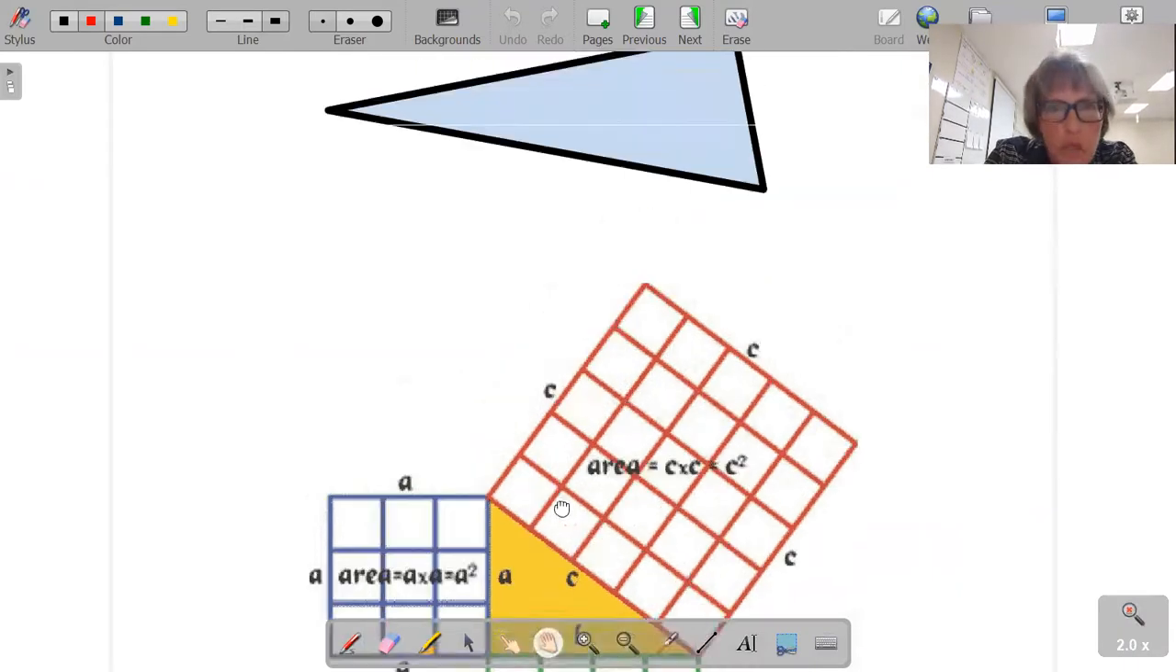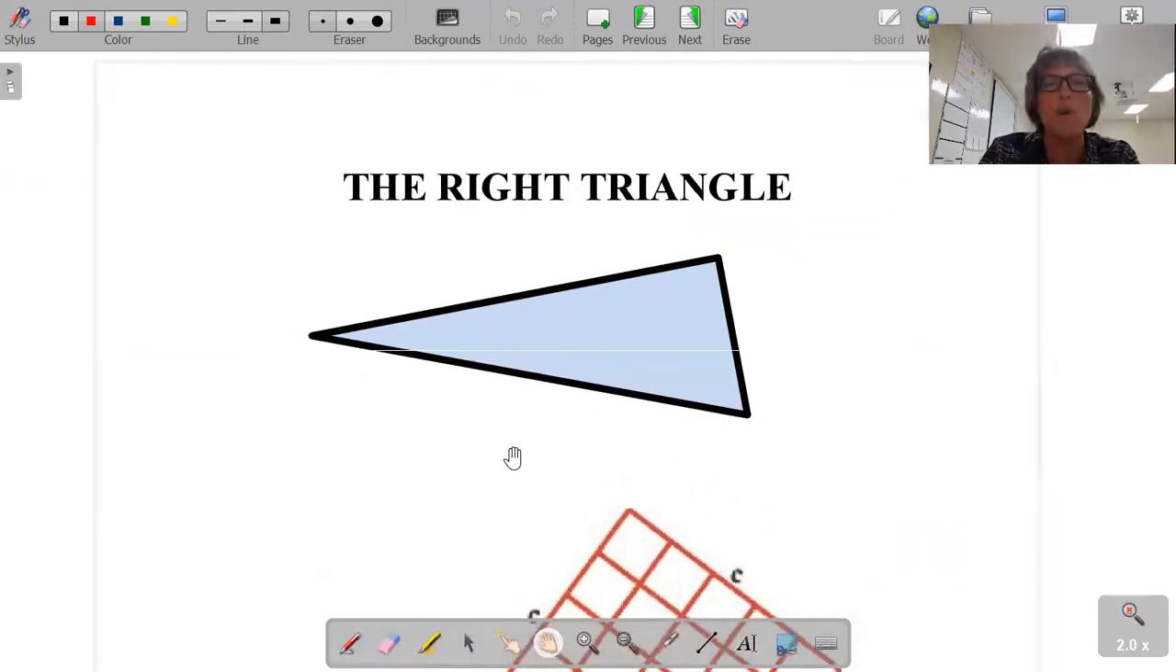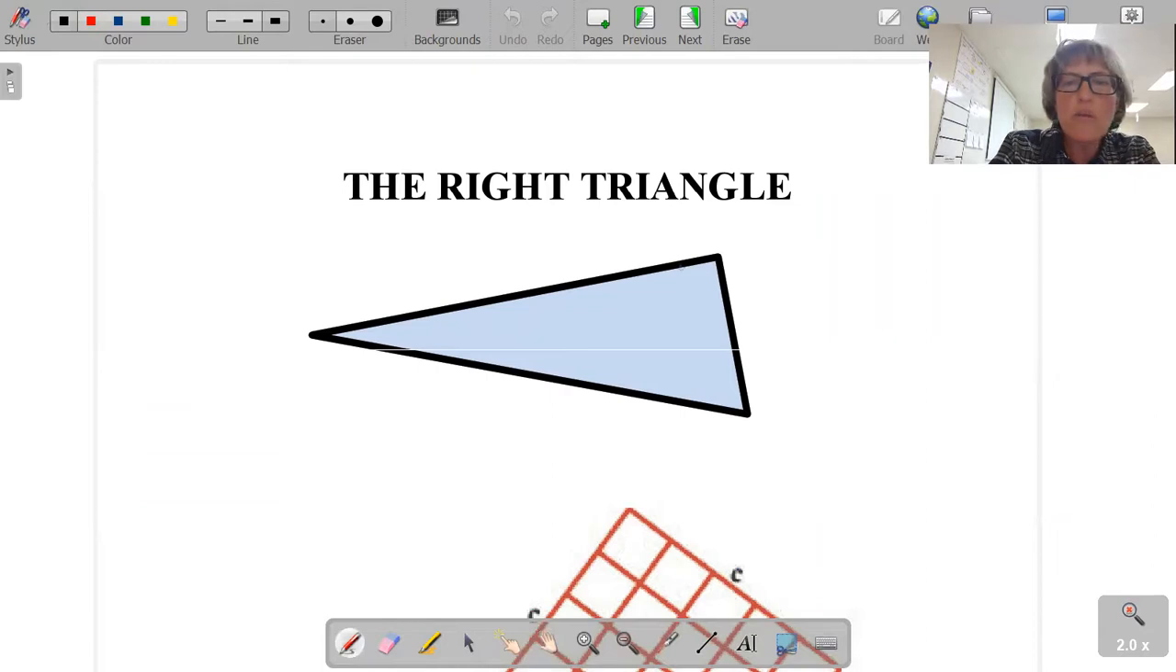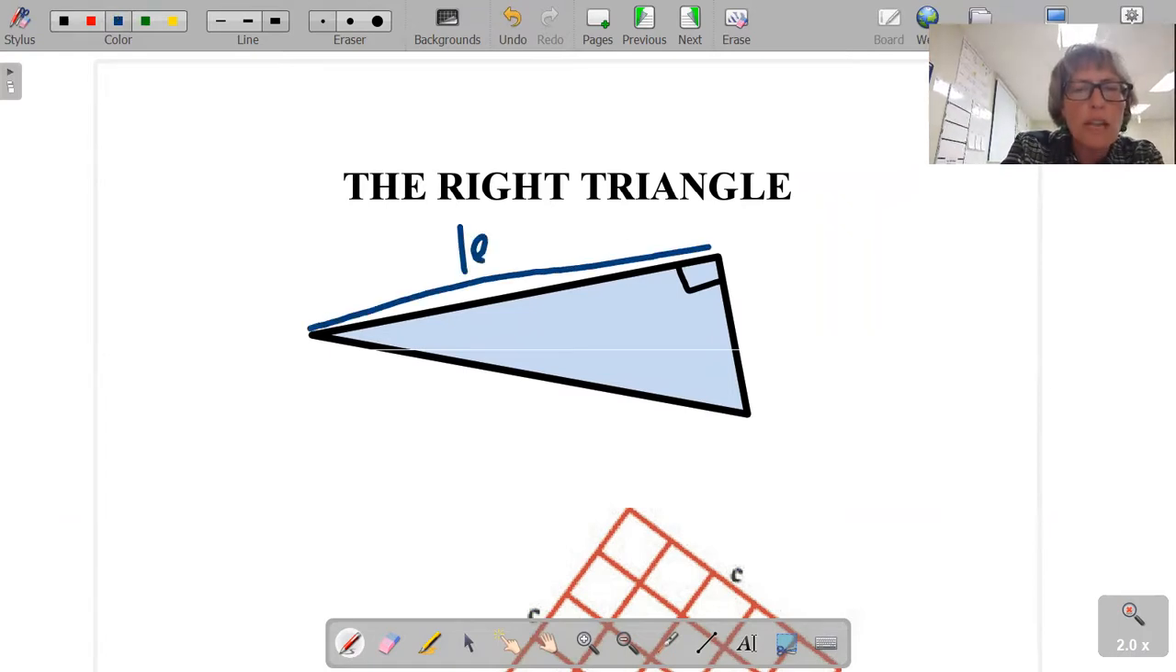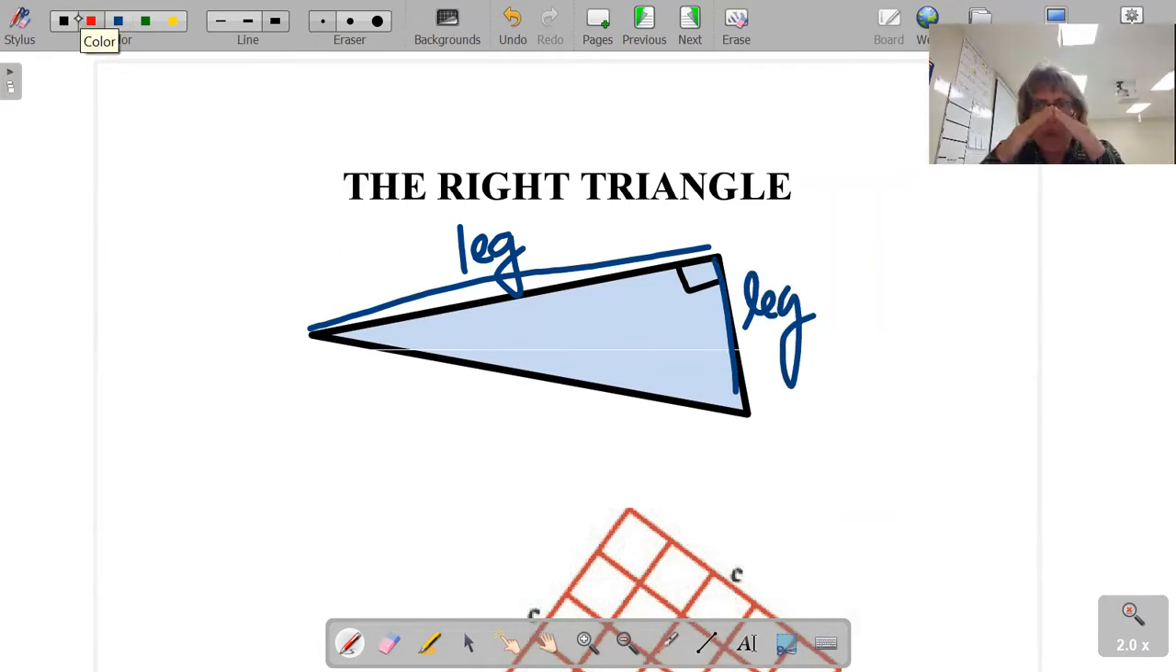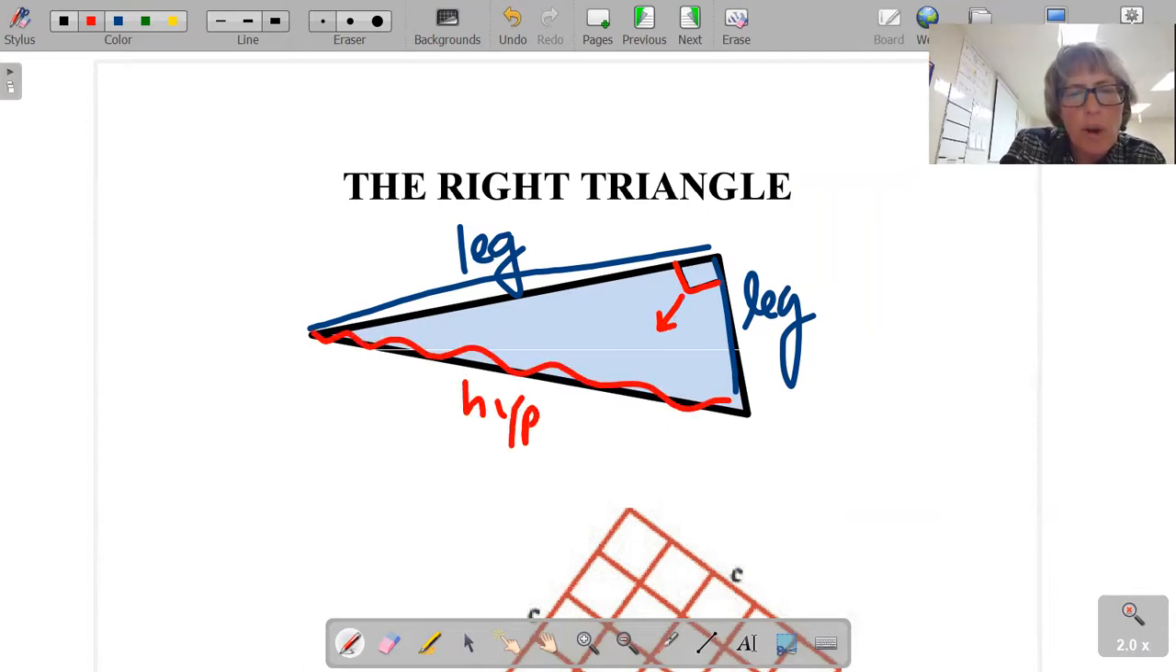This is probably not the first time you have been exposed to a right triangle, so I'm just going to quickly recap some vocabulary here. When you have a right triangle, you have a right angle. The two sides connected to the right angle are called the legs. The right angle points to the longest side. It's like an arrow. That right angle points to the longest side. That's called the hypotenuse.